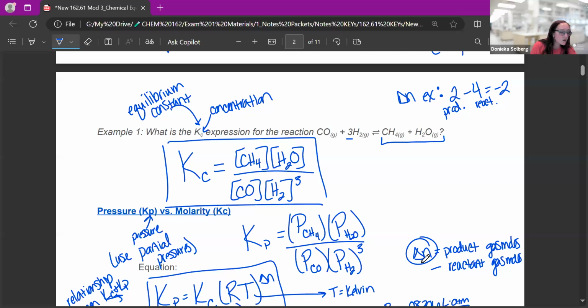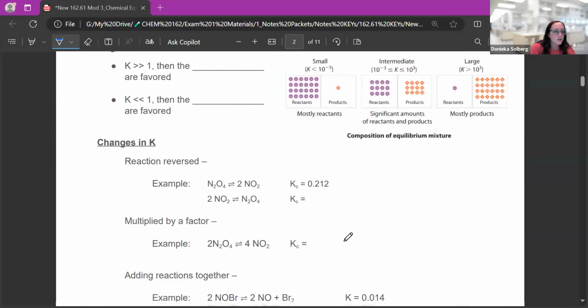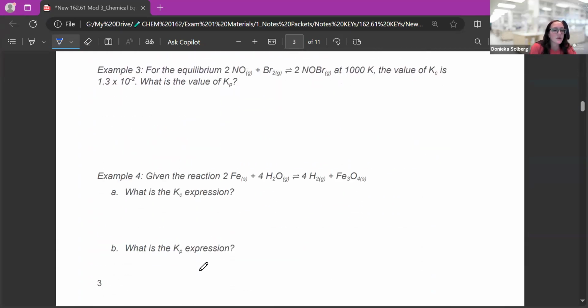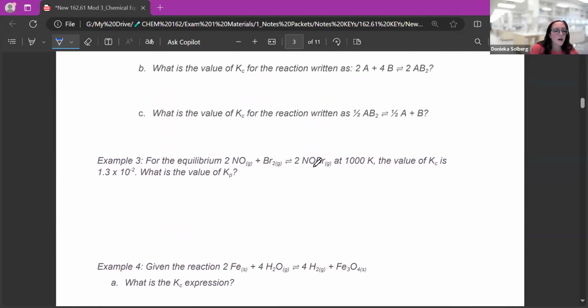All right, so we are going to do a practice with that really quick. I know it's not right after this, but if you can go to the next page where we've got some examples. Examples number 3 and 4 actually go with what we just did. So we're going to do those really quick. So example number 3 says, for the equilibrium reaction 2 nitric oxide plus bromine gas makes 2 NOBr at 1000 K, the value of Kc is 1.3 times 10 to the negative second. What is the value of Kp?